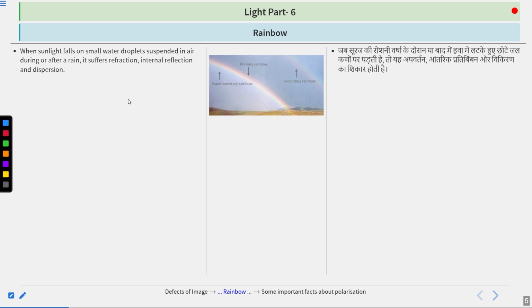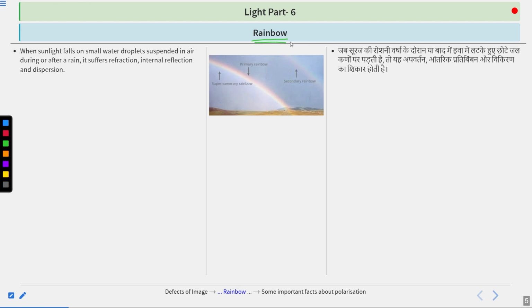After the defects of image, now let's have a look at the rainbow. Rainbow is the thing that we all have seen. In your childhood, even today, you could see the rainbow. It generally appears after the rain when the sun shines, arrives. Then we could see the phenomenon of rainbow. Here, we are going to talk about the process behind the formation of rainbow and what is the association with light of this particular phenomenon.